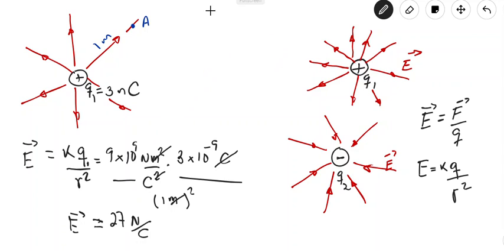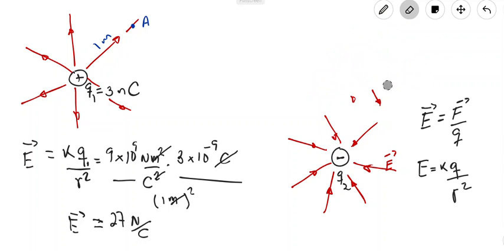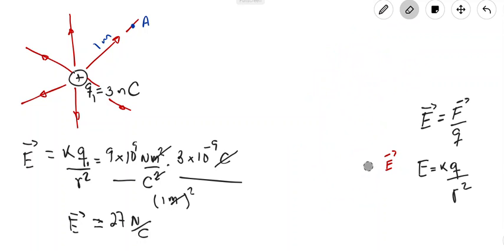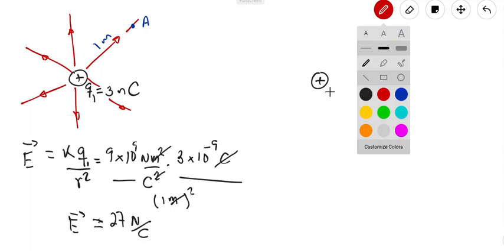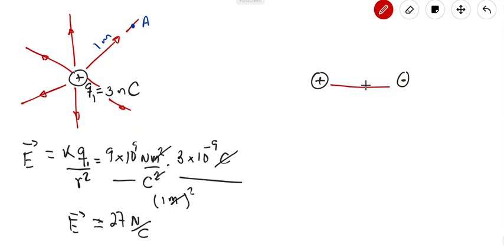Now, we can analyze the interaction between two point charges, right? So suppose that we have 2 point charges that are close enough. We're going to analyze the interaction between those charges to see the shape of the electric field. So we have here a positive charge and a negative charge, right? When we have a positive charge and a negative charge, we're going to see how the electric field lines are going to be like this, right?